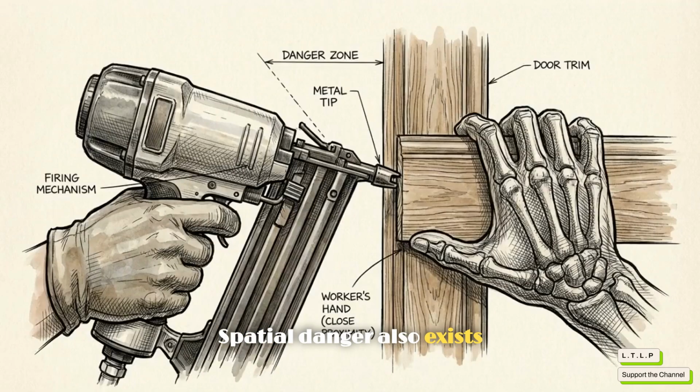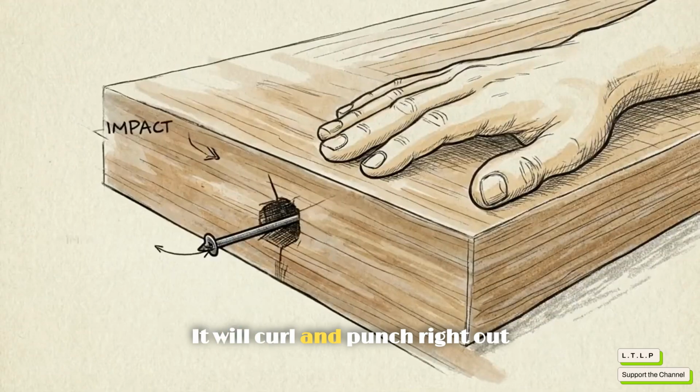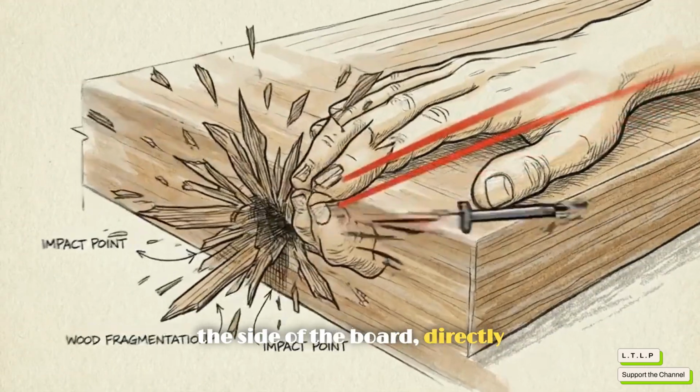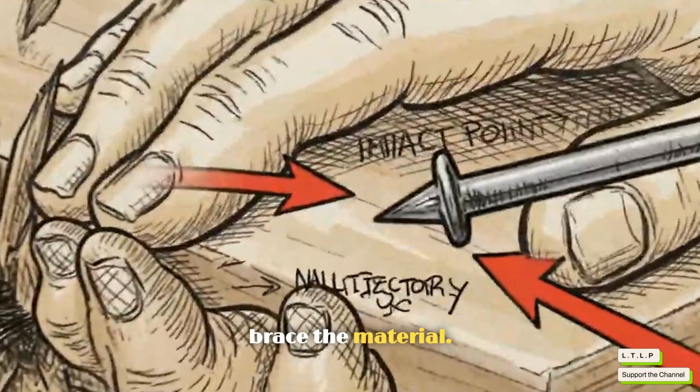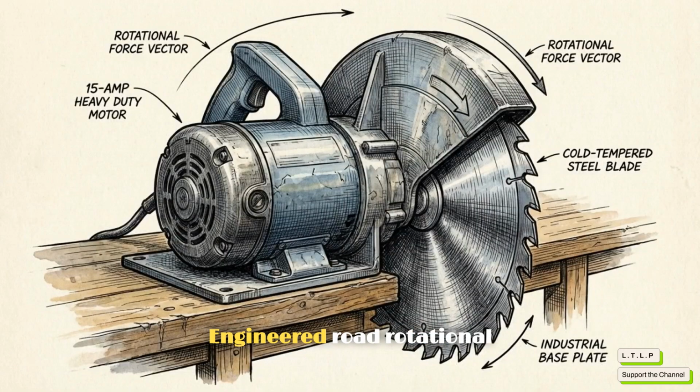Spatial danger also exists inside the wood itself. If you fire a brad nailer into a piece of trim and the nail strikes a dense knot or a hidden ring in the grain, the flexible metal can instantly deflect. It will curl and punch right out the side of the board, directly into the hand you're using to brace the material. The cut path is a volatile zone. Engineered rotational forces will instantly overpower human grip and reaction time.